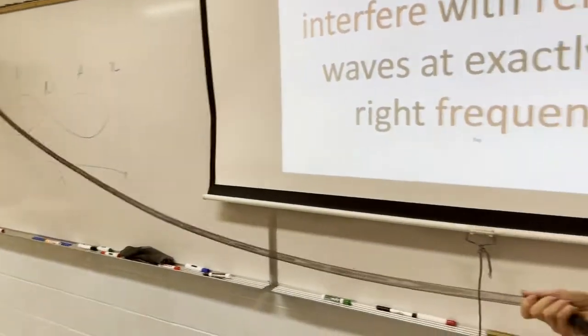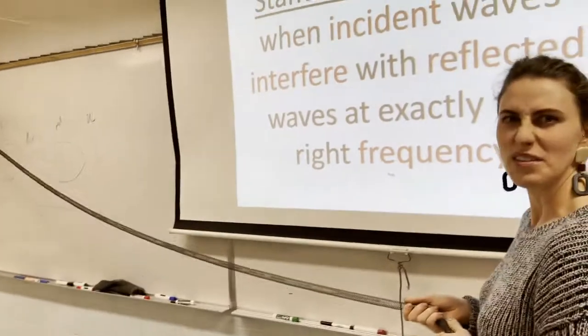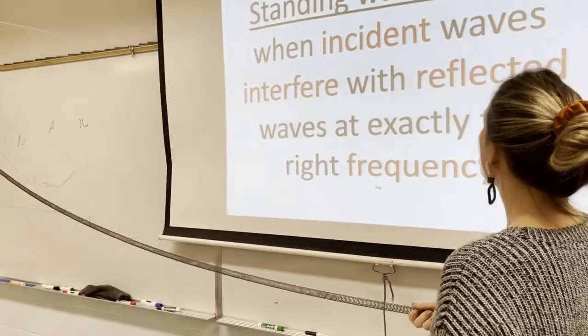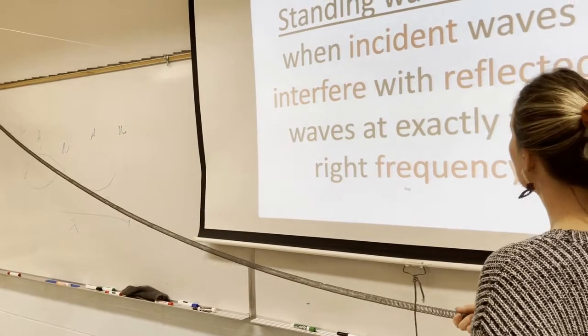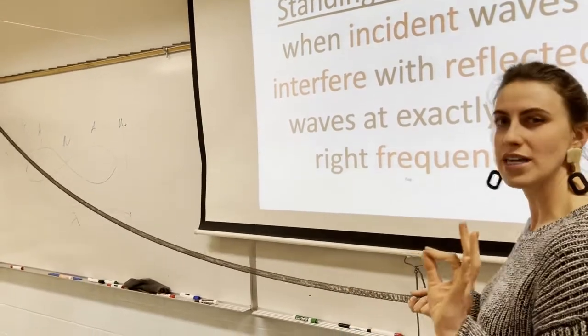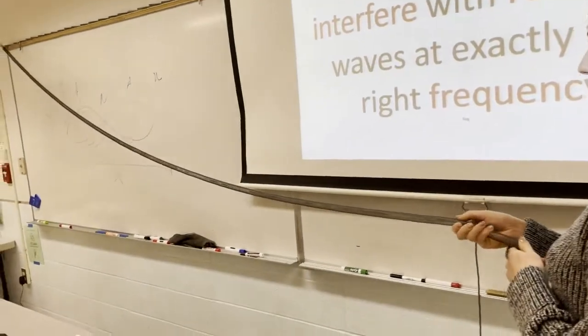Okay, so a standing wave occurs when incident waves, what's an incident wave? Incoming. An incoming wave interferes with reflected waves that are coming back, at exactly the right frequency. And who controls the frequency? You do. Me. Okay. So let's see if I can do this.